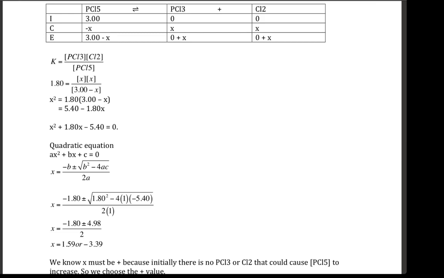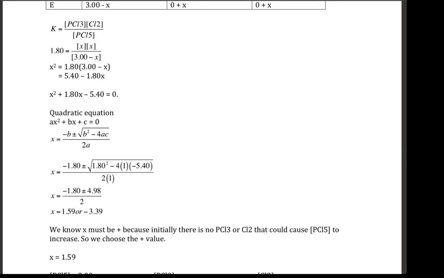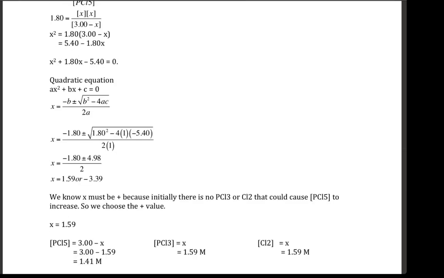Now, going back to our ICE table, we see that x is a positive quantity. It cannot be negative because the PCl3 and the Cl2 concentrations cannot go down. We have none to start with. So we know that x must be the positive root, not the negative root. It doesn't make physical sense.